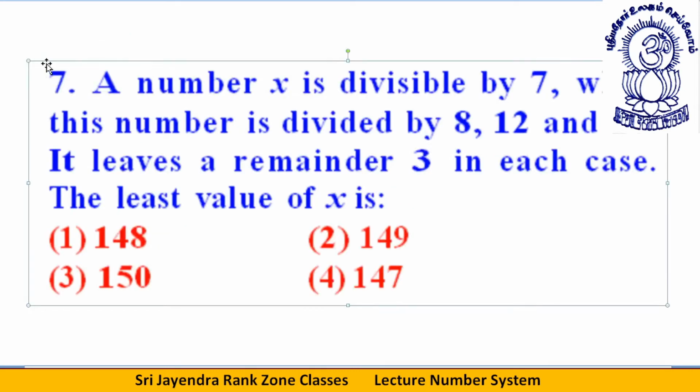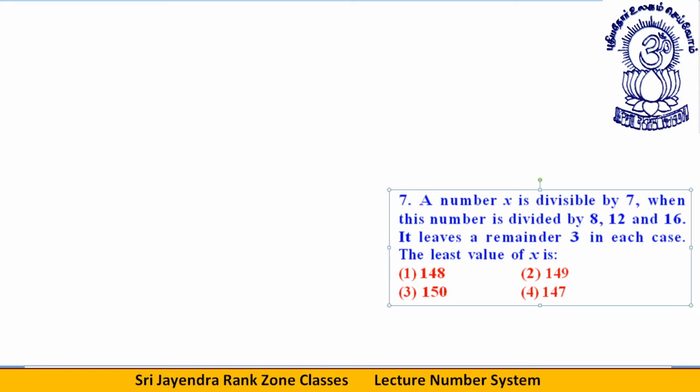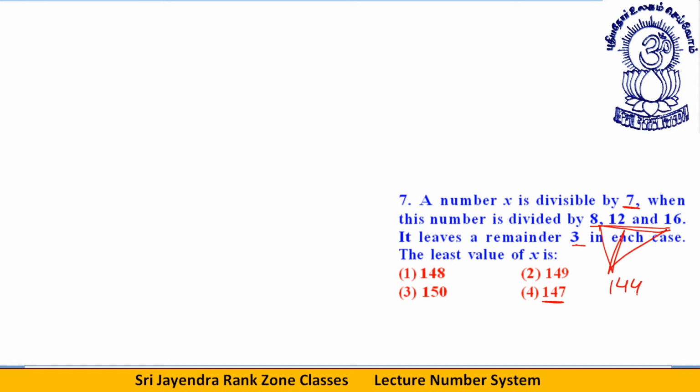Let's take the next question, students. It's similar to the previous one, but this time we will wind it up very early. A number x is divisible by 7. When this number is divided by 8, 12, and 16, it leaves a remainder 3 in each case. The least value of x is, let's start with the least value. Among these numbers, this number is divisible by 7. Okay. When divided by 8, 12, and 16, yes, we know 8, 12, and 16 divide 144.